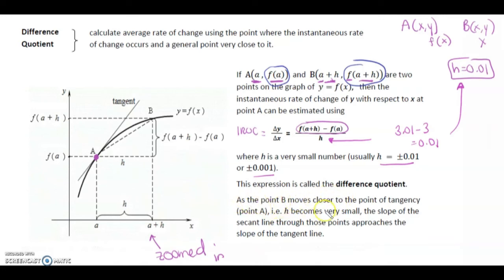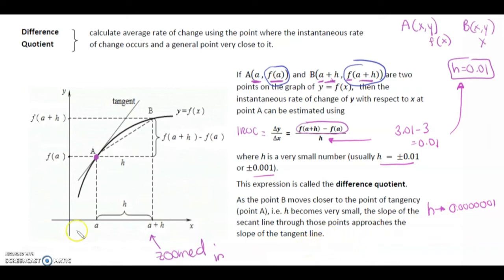As the point B moves closer to the point of tangent C, as that secant becomes so very small that it's almost a tangent, h becomes very small, because essentially h can approach a really small number. So as h becomes very small, the slope of the secant line through those points approaches the slope of the tangent line.